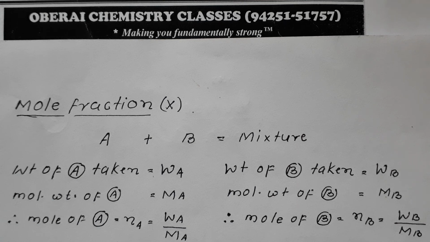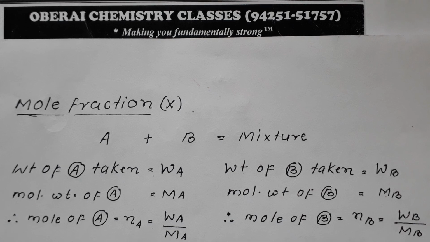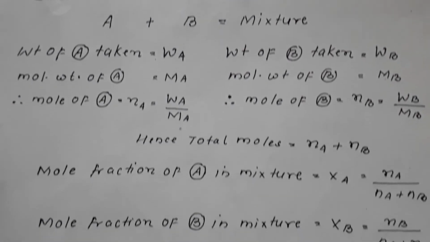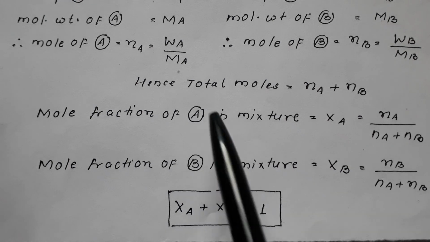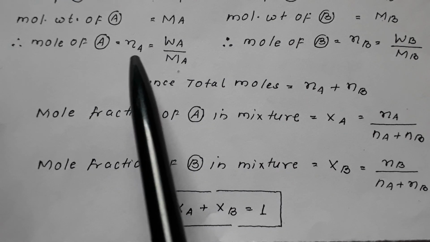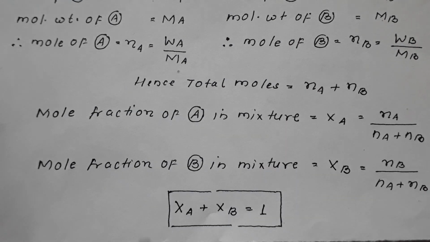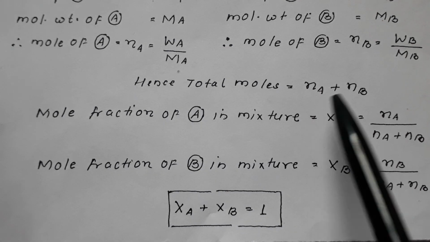The mole of A is Na, that of B is Nb. Therefore, the total mole would be Na plus Nb.